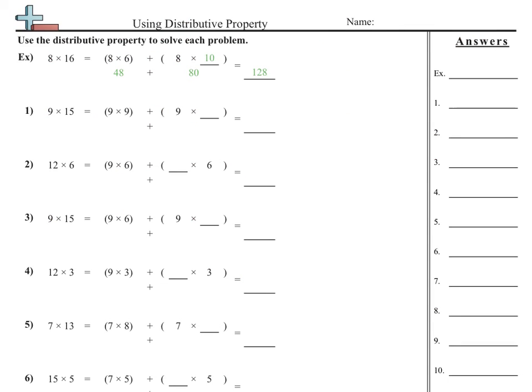Okay. Now here's a worksheet. This is what I would like you to do. There's an example on top there, 8 times 16. So you can take either number. You have to keep one number exactly the same. So in this case it's the 8. And then you take the bigger number, the less friendly number, and rewrite it into 10 plus 6. So then it becomes 8 times 6 plus 8 times 10, and then add them together.